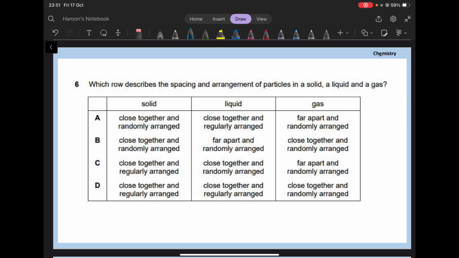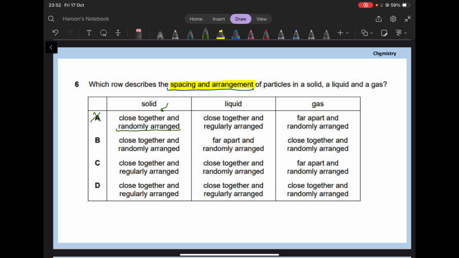So for solids, this question is for spacing as well as arrangement, right? So in solids, they are saying close together and randomly arranged. Are the particles randomly arranged in solids? Not really. They have a fixed pattern, a regular pattern. This random arrangement makes A incorrect. For solids, it should have been regular pattern. So A is already out.